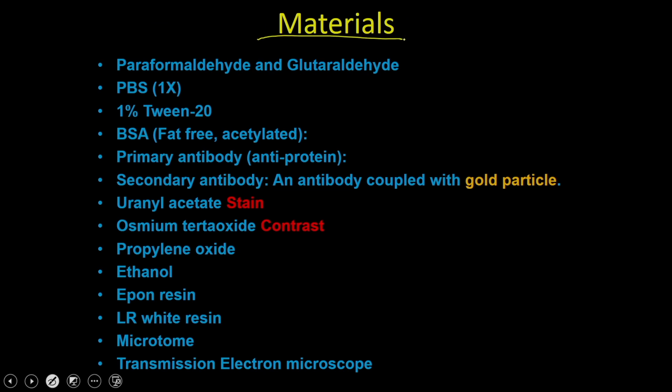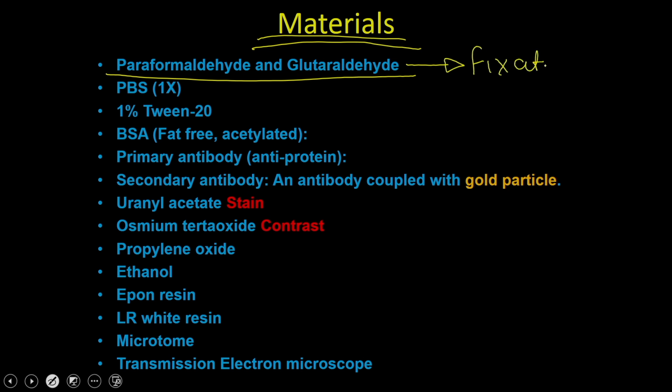So, these are the materials you require if you want to do transmission electron microscopy. You require paraformaldehyde and glutaraldehyde, which you require for fixation of the sample. Then you require PBS, which is generally for washing. Then you require Triton and hexandrite, that is for the permeabilization.